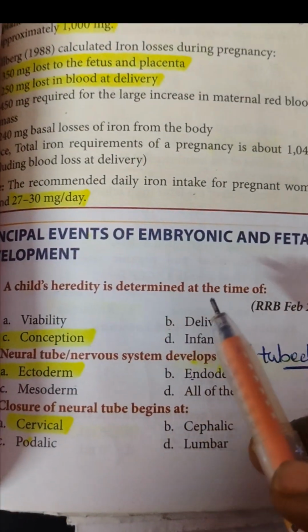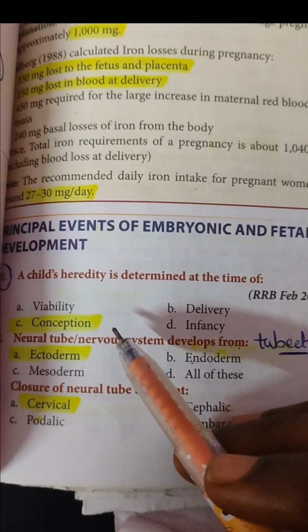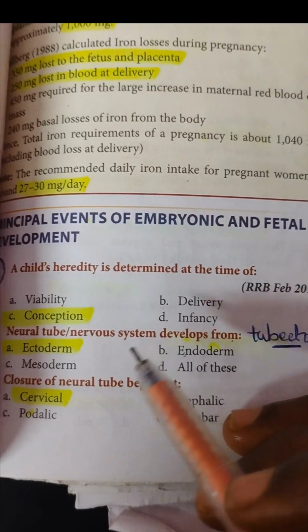A child's heredity is determined at the time of? The correct answer is option C, conception. Conception is the process in which sperm fertilizes an egg to start pregnancy.